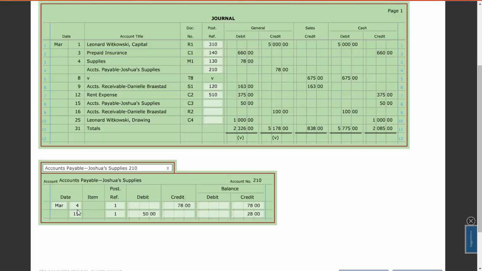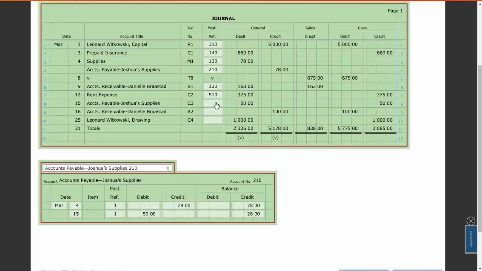So what you don't do is take this 50 and put it here as a debit. That's not the point of a balance column. The point of the balance column is really how much do I have in that account? Does that make sense? So right now I can see I owe accounts payable Joshua Supply $28. But I can also look to see on what date I paid them and how much. That's important to a business. I need to know when I made payments to my vendors.